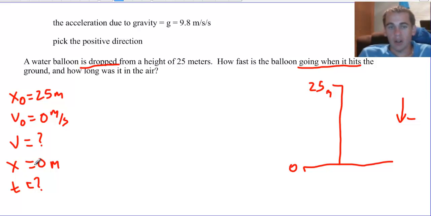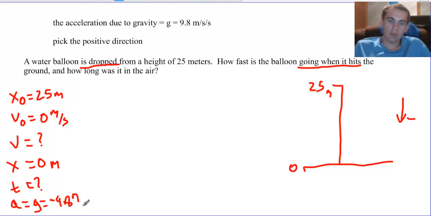Where should I start? Well, if I start with that velocity, I know an initial position, I know a final position, I know an initial velocity, and I know one more piece of information. Remember, it's a free fall problem. The whole thing that's causing this to move is gravity. So g, except I picked it to be negative because down is negative. So negative 9.8 meters per second per second. So if I know the acceleration, I know an initial velocity, and I know a change in position, I can use the third equation.